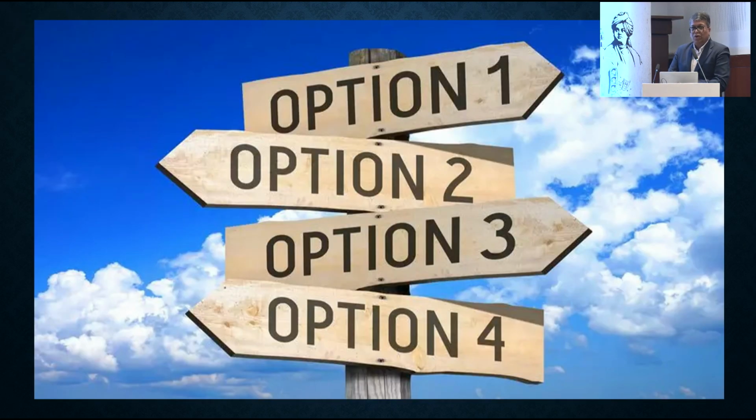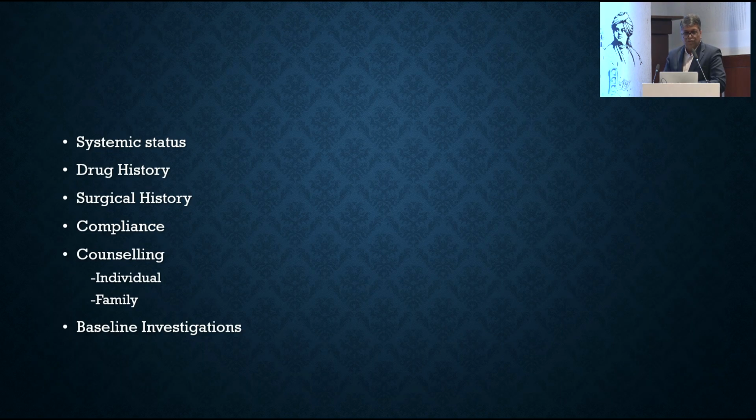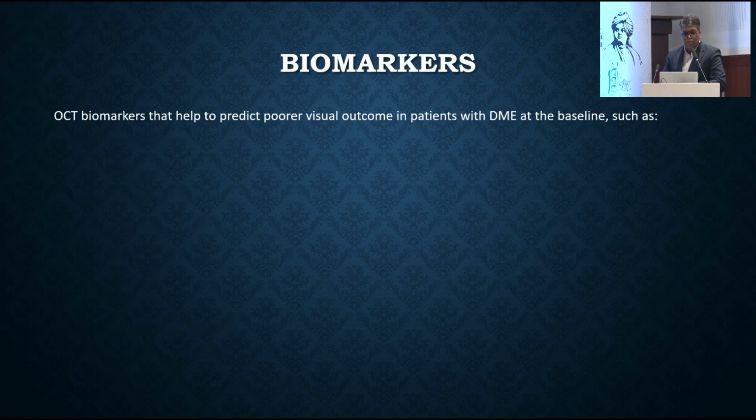So what do we need to do? From the very beginning, it seems like 4 of 10 patients will land up in persistent DME, so we need to plan it well. From the very beginning, we need to look into the systemic status of the patient. We need to go into the drug history of the patient, check for any surgical history, ensure compliance at the very beginning of the management, counsel the individual patient as well as their families, and do routine baseline investigations. Biomarkers play a very important role in deciding the future outcomes of these patients.